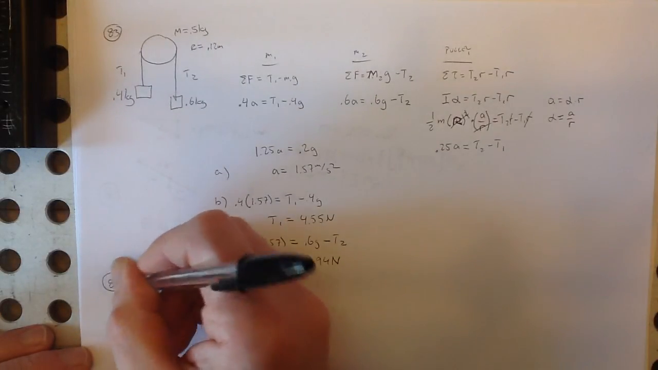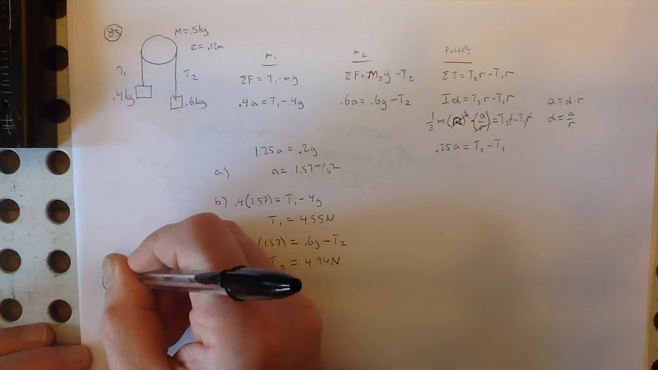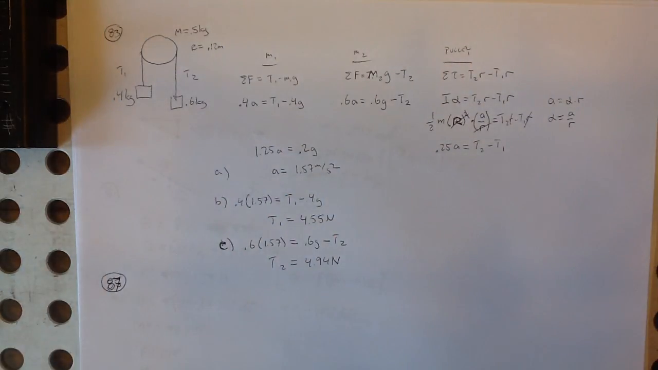Not too bad. Oh, I just wrote down 85. That's not the next one, is it? Sorry. 87 is the next one. All right, 87.